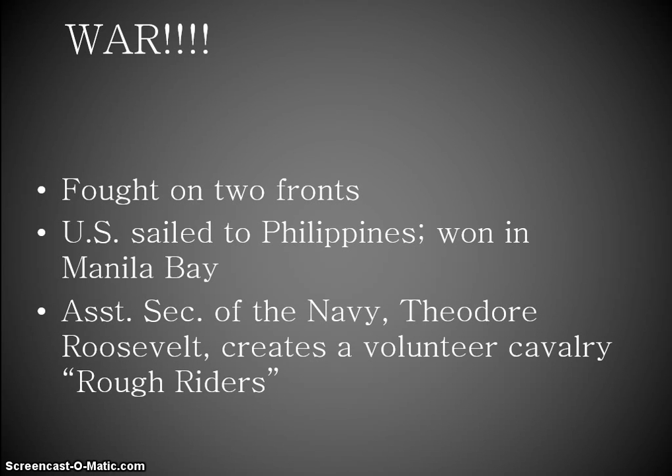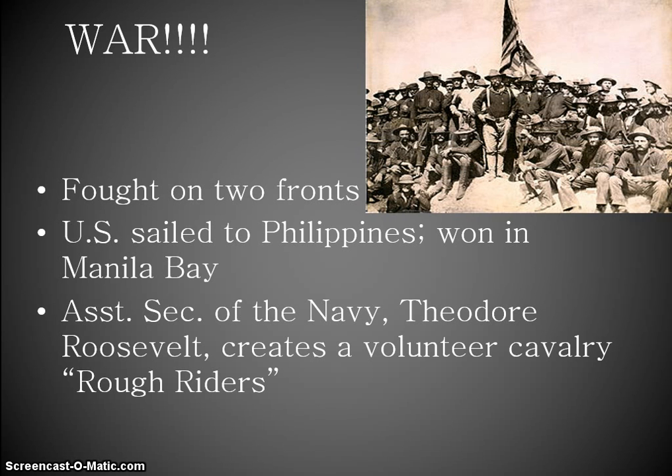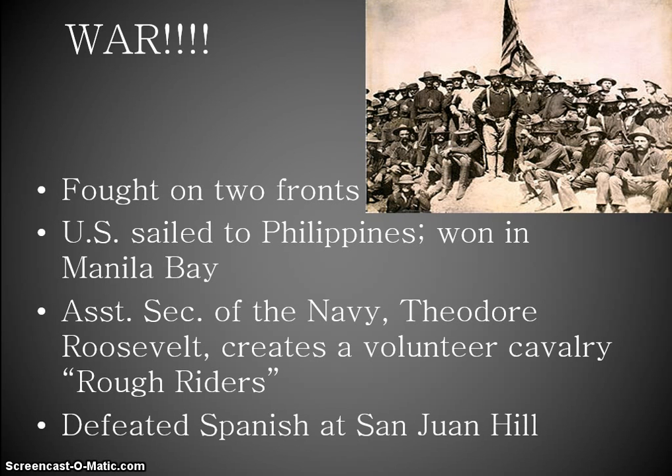The Assistant Secretary to the Navy, Theodore Roosevelt, creates a volunteer cavalry, and they are called the Rough Riders. Okay, volunteer cavalry. This is before he became president. He fought in the Spanish-American War. They ride up San Juan Hill, and we end up winning the war, right? Defeated the Spanish at San Juan Hill. And here you can see Teddy Roosevelt. He actually went to San Antonio to recruit most of these men, right? It's pretty cool. And the United States takes control of all of its territories.